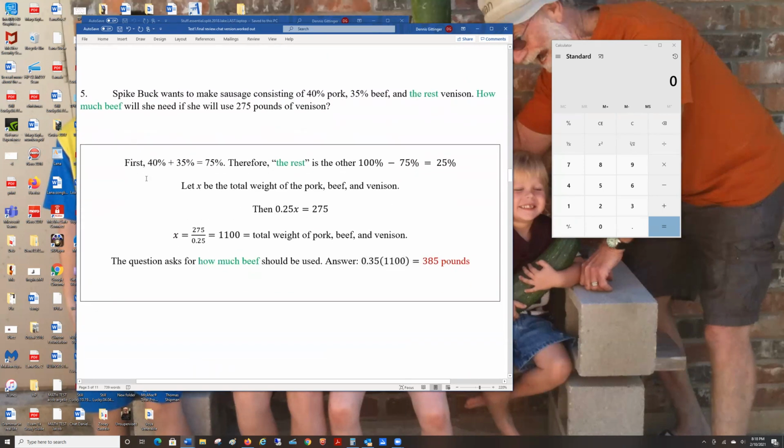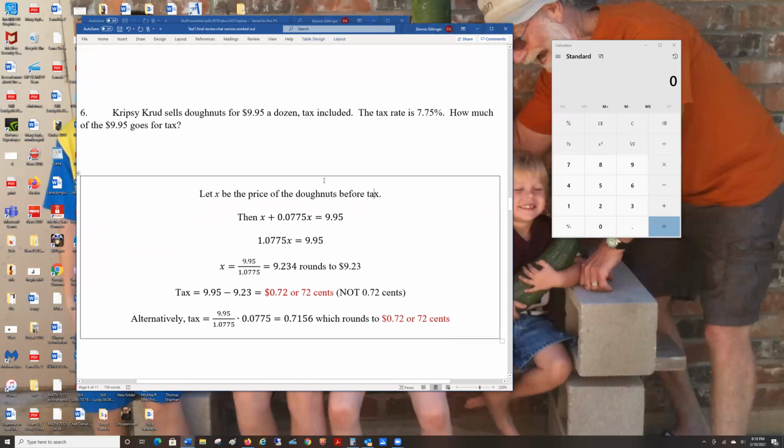All right, we're making some sausage. 40 and 35 together make 75%. So the rest is the other 25%. So let X be the total weight of the pork, beef, and venison, and 25% times the total weight, that's the 275 pounds of venison. Divide, you get 1100, but don't put 1100 for your answer because the question says what? How much beef? Aha. So don't get this wrong because you answered the wrong question. 35% of 1100 is 385 pounds.